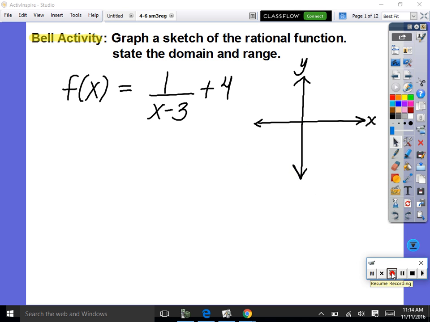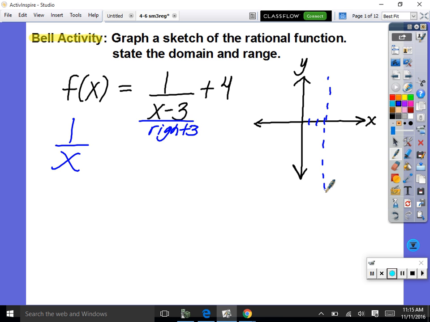Okay, so quickly here, we know that this is a shift from the parent function 1 over x. Correct, everybody? Okay, so we're going right 3, so we have a vertical asymptote at right 3, correct? We're going to see more vertical asymptotes today, and up 4. So we have a horizontal asymptote at up 4. And then after that, we would just plot x, y points, correct?